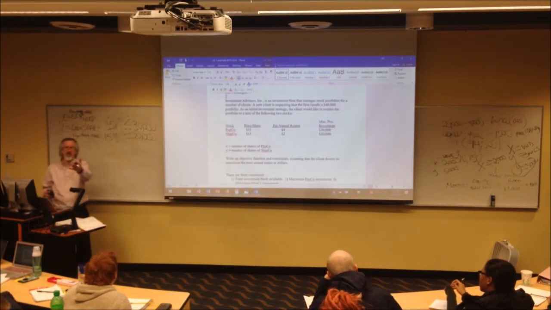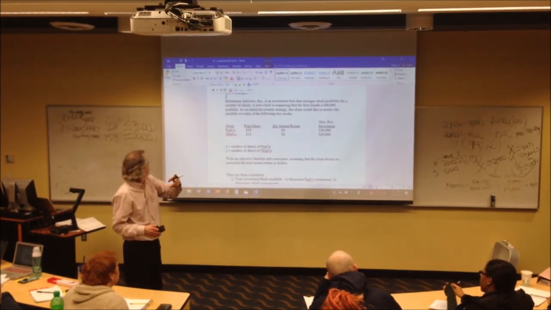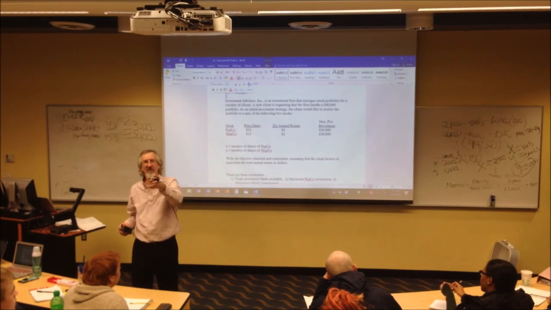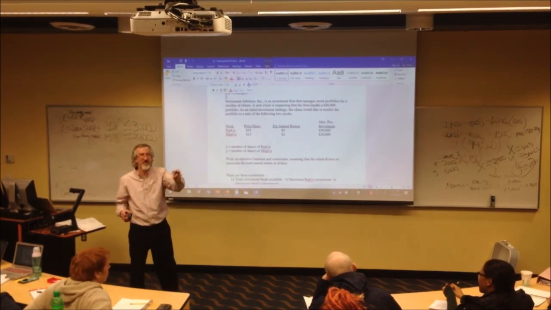Mm-hmm. What? You would maximize the amount you can have of Shipco because the estimated return is $2 apiece, and so you'd be getting a $4 return if you spent $30. Turn it into percentages for me. Who did the math on this? Non-finance majors.